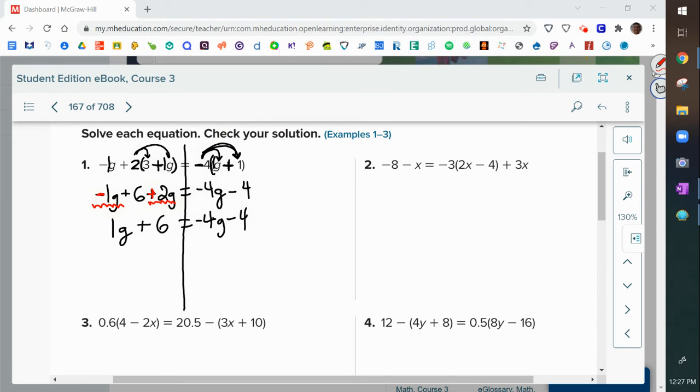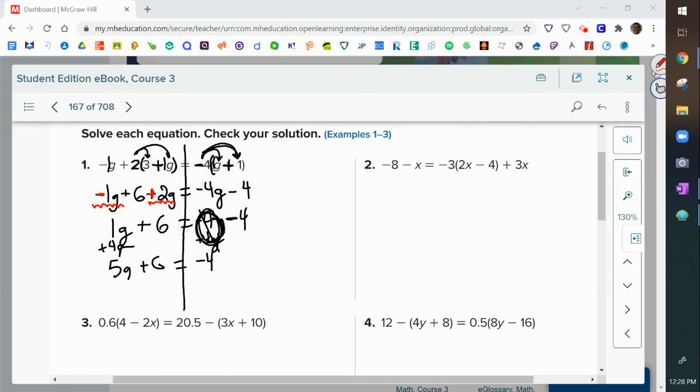So now we're ready to start isolating the variable using inverse operations. We're going to get rid of one of those variable terms because I don't like having them on each side. I like having them only on one side. So I'm going to add 4g because we get rid of terms by addition or subtraction. That gives us 5g plus 6 equals negative 4. Bring down that minus with a 4 because this really is 0. 0 minus 4 is negative 4.